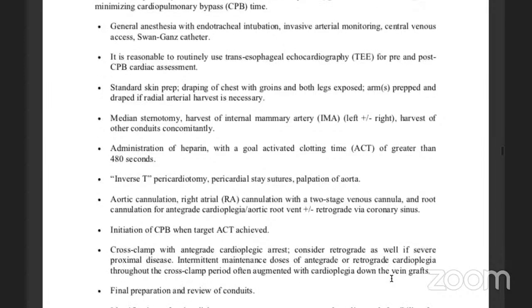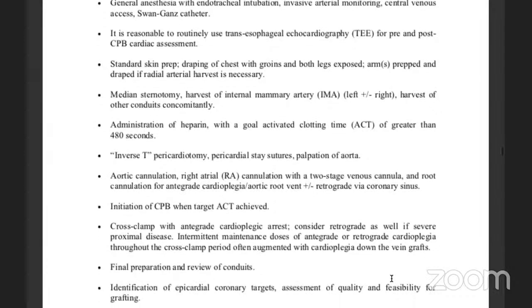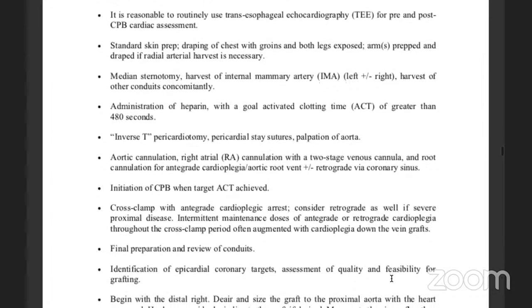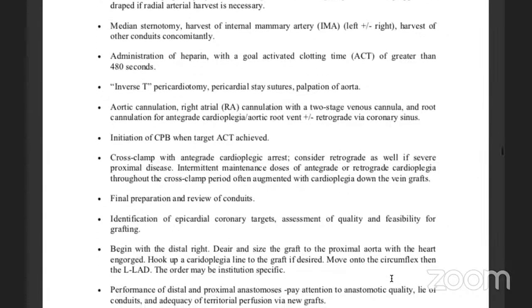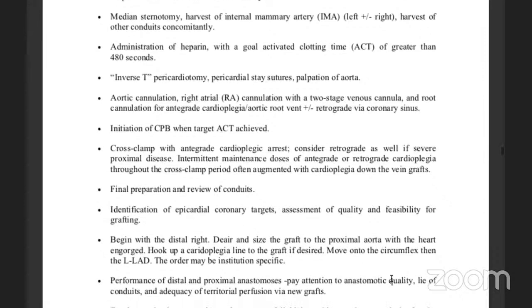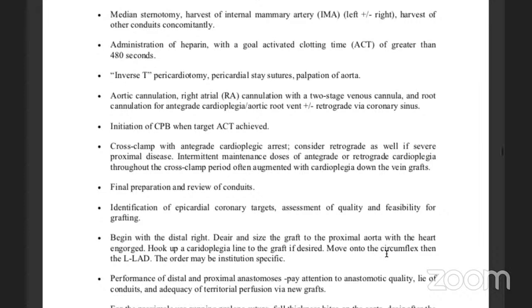if severe proximal disease, intermittent maintenance doses of antegrade or retrograde through the cross clamp period, after augmented with cardioplegia down the vein graft. Final preparation and review of conduits, identification of the epicardial targets, assessment of the quality and feasibility of the grafts. Begin with the distal right, the RCA, and size the graft to the proximal aorta with the heart engorged, hook up a cardioplegia line to the graft if desired.